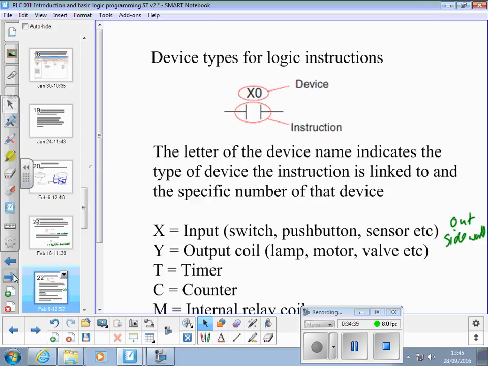Device types for logic instructions. So we got our input there, but equally that could be a contact associated with an output coil. So a contact that closes when that coil is turned on, or opens when that coil is turned on. It could be a contact associated with a timer, or a counter, or an M relay.